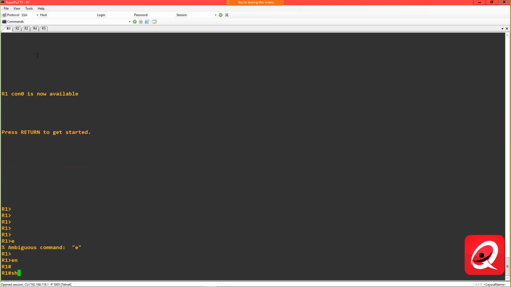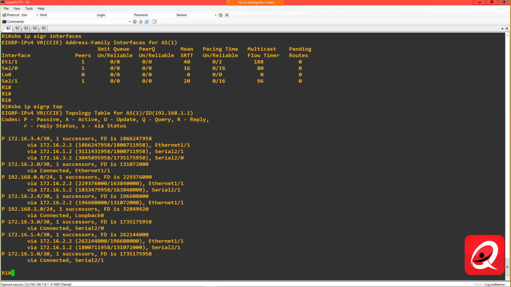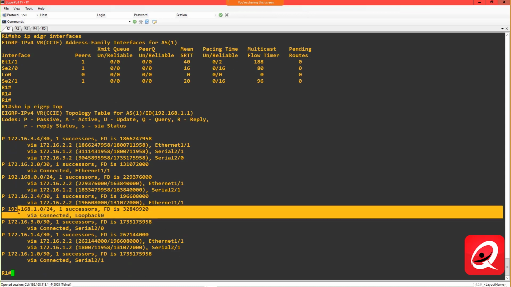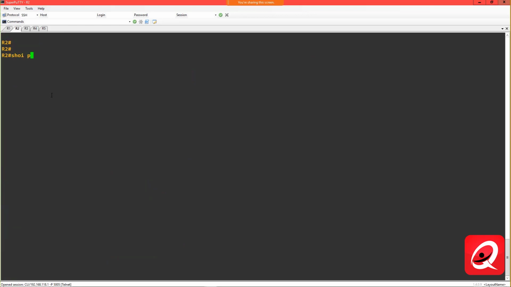Show IP Eigrp interface. So I am running Eigrp. Well, that's really strange. I am running it on Ethernet 1.1 and serial 2.0 and serial 2.1. I have peers in each case. Let me do a quick show IP Eigrp topology. So the loopback is connected here. Let's go to router 2 real quick. Show IP route.